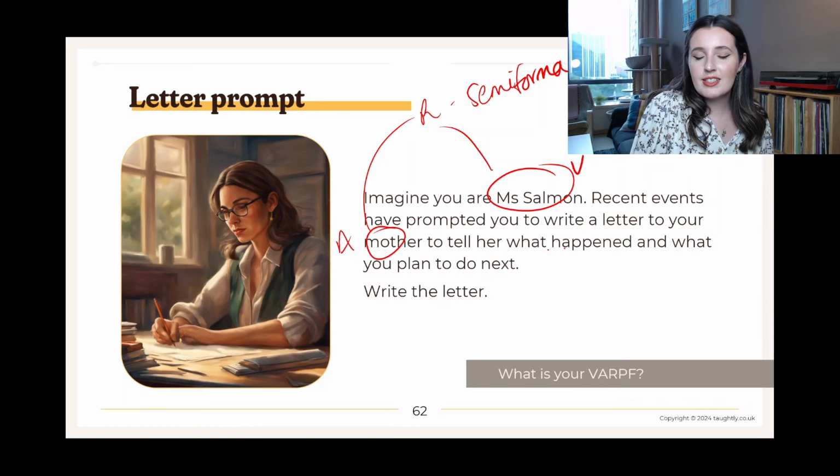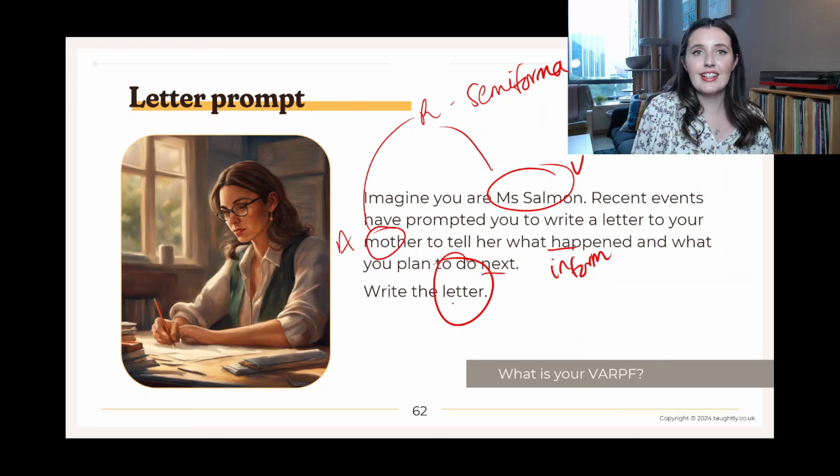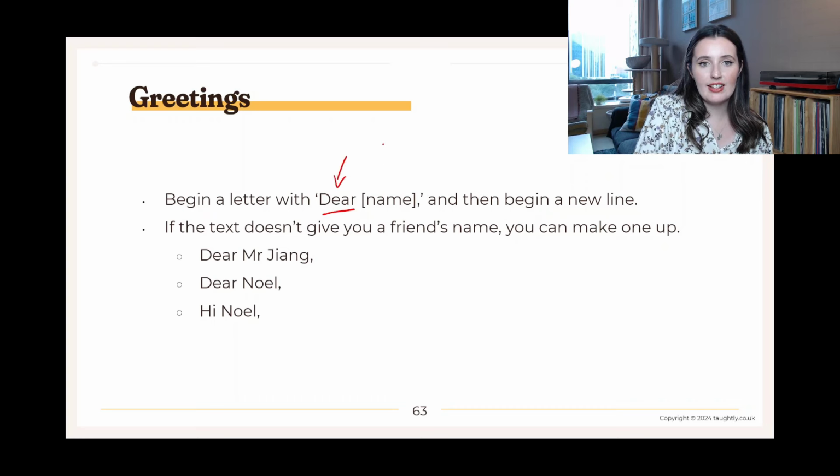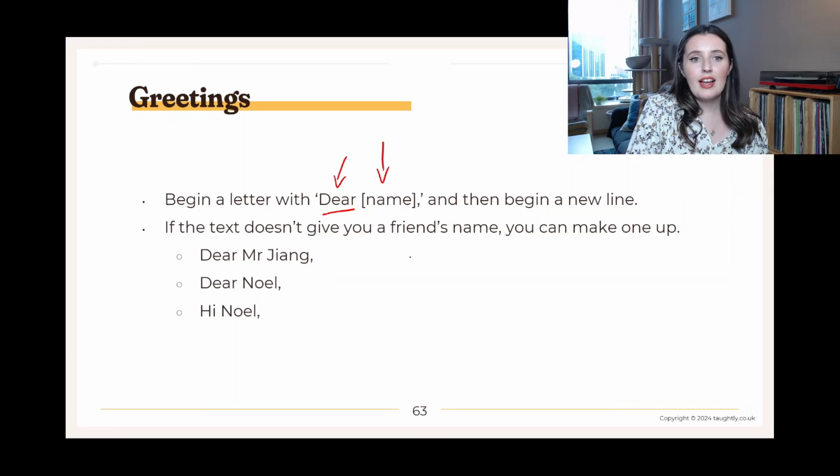The purpose is to tell her about what happened and what you plan to do next. So the purpose is to inform, and the format is a letter. Here's some general letter writing advice for you. So firstly, you should always begin a letter with a greeting. If you're not sure what to do, simply begin it with dear and then their name. If the text on question 3 doesn't give you a friend's name, you can make one up.